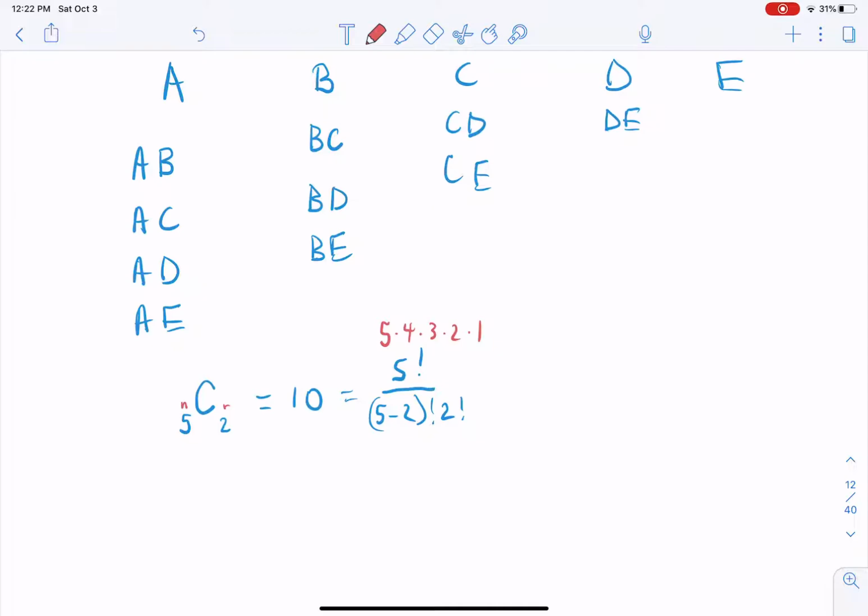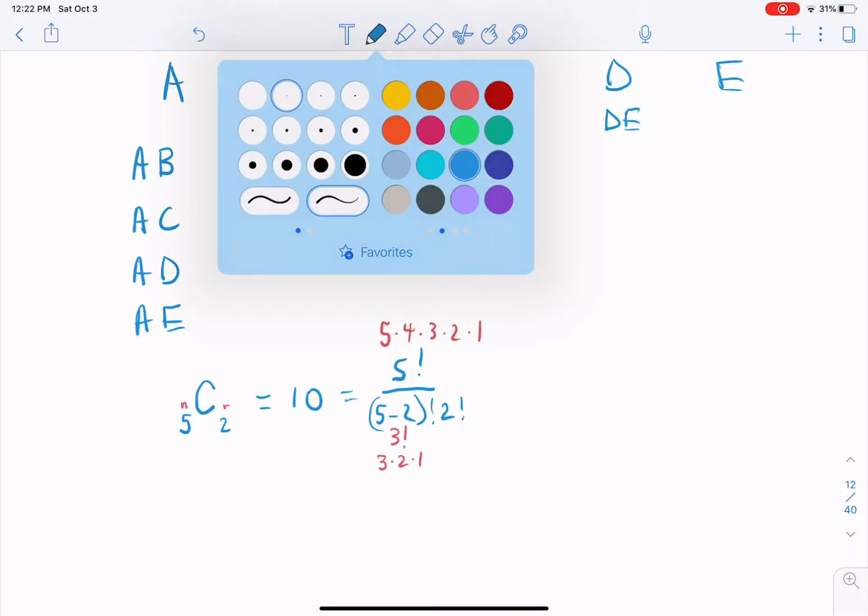Okay, so I know 5 minus 2, I'm pretty sure is 3, so 3 factorial. And 3 factorial can be written as 3 times 2 times 1. And notice that we share some common factors which can be canceled out.